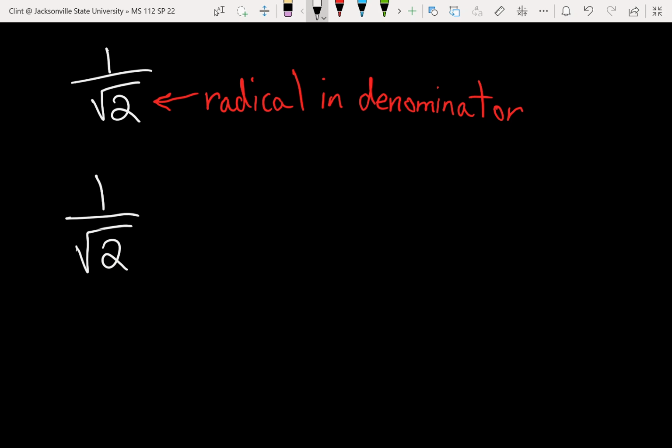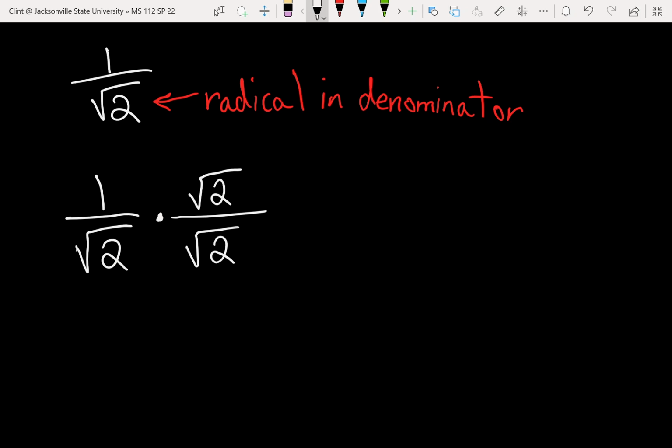So our fancy version of 1 we're looking for on this one, turns out we're going to multiply by square root of 2 over square root of 2. Because if we have a number over itself, square root of 2 over square root of 2, what's that going to equal? 1, because it's something divided by itself, it's just going to be 1. That's our fancy version of 1 that we're multiplying by.